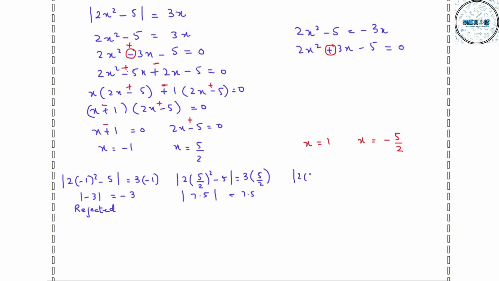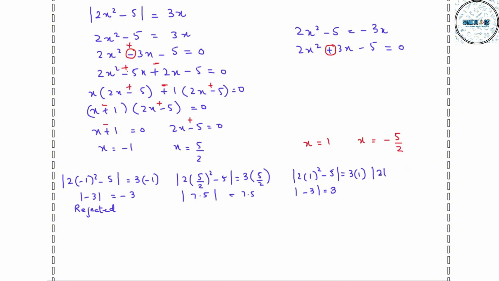2 into 1 squared minus 5 is equal to 3 into 1. So we have here 2 minus 5 is minus 3, which is equal to 3. So absolute value of minus 3 is 3. Now we will check the last value.